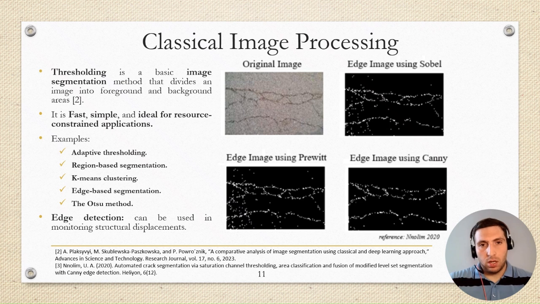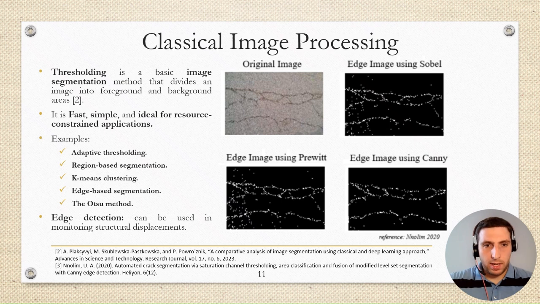Region-based segmentation groups pixels into regions using similarity criteria like intensity or color. K-means clustering segments images by grouping pixels into K clusters based on intensity or color using distance to centroids. Edge-based segmentation detects region boundaries by identifying intensity changes using operators like Sobel, Prewitt, and Canny. Lastly, the Otsu method automatically finds the optimal threshold to separate the image into foreground and background.